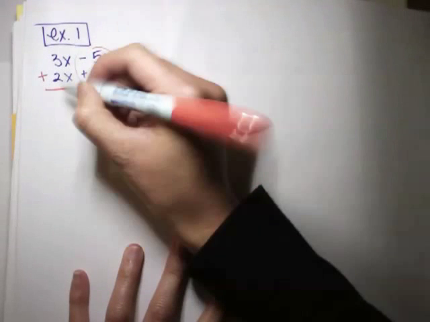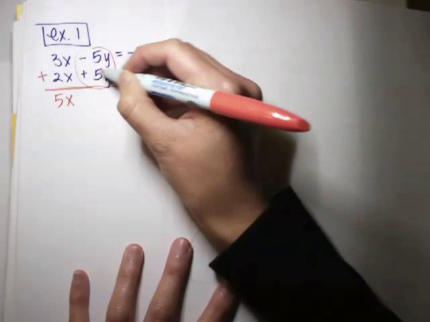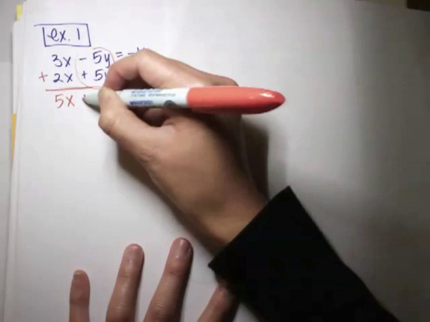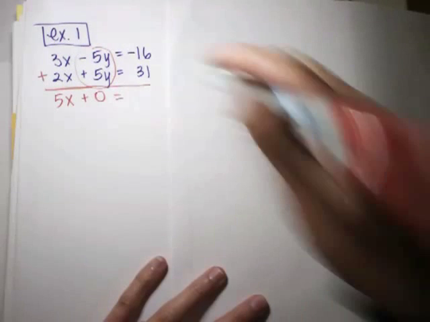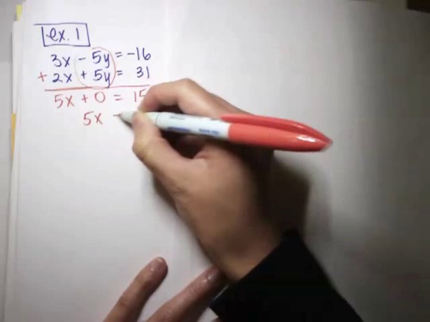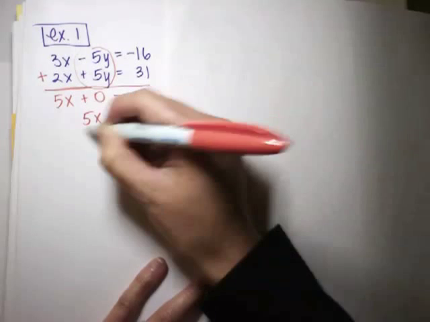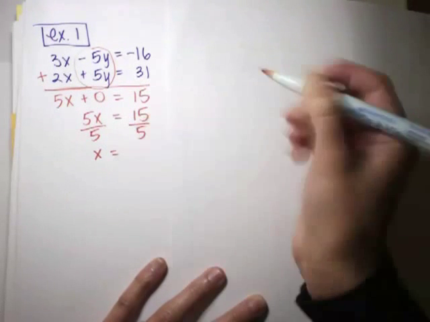3x plus 2x is 5x. Negative 5y plus 5y is 0. And negative 16 plus 31 gives you 15. We solve for x by dividing by 5 on both sides, and we get x is equal to 3.